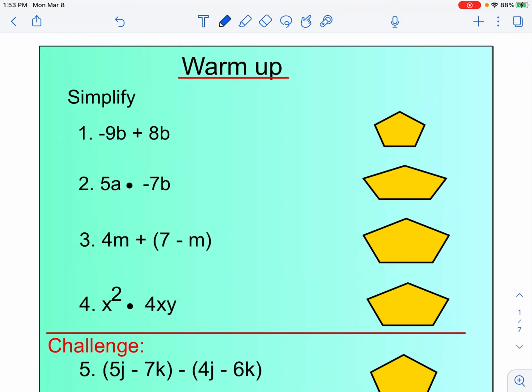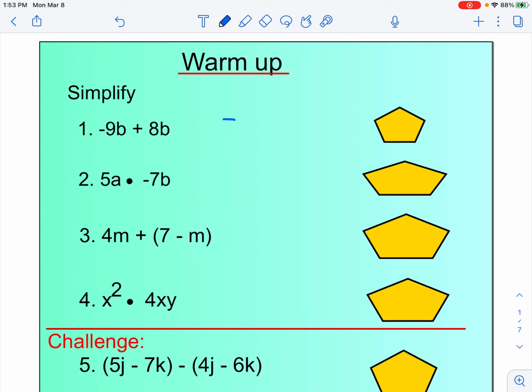Chapter 7, Part B, or the second half of Chapter 7. This is day 1. And so I'd like you to pause the video and try these warm-up questions just to kind of get a reminder of how addition and multiplication work with variables. Then restart the video and make sure you got them correct.